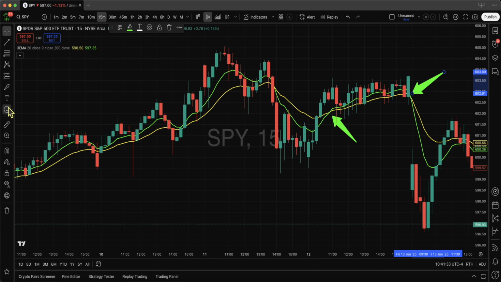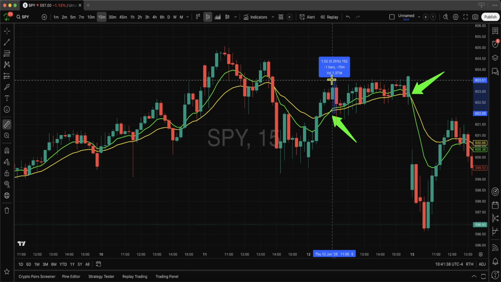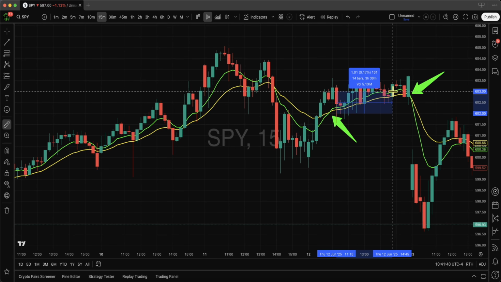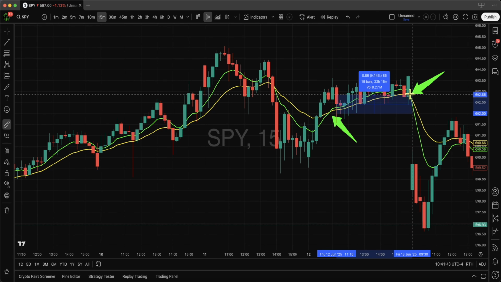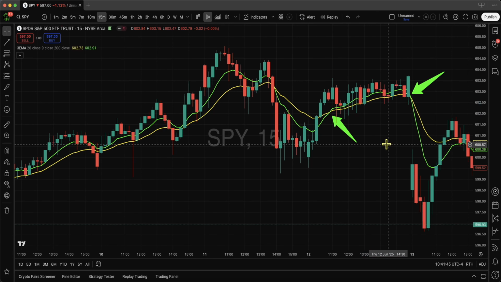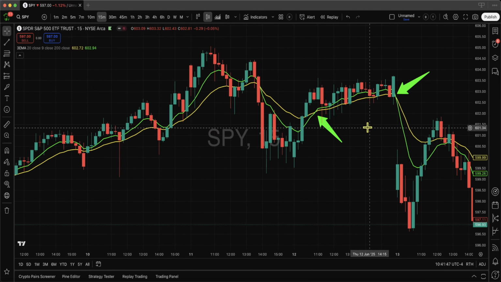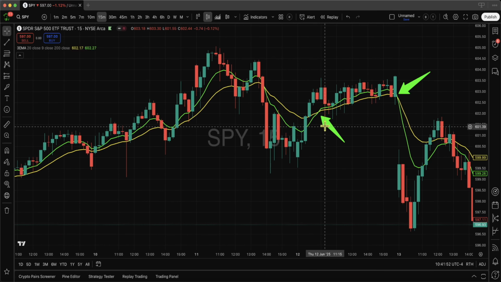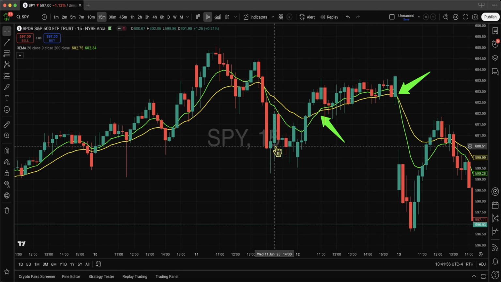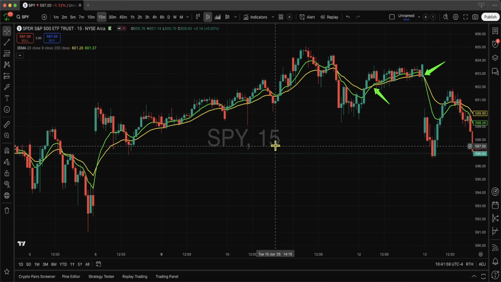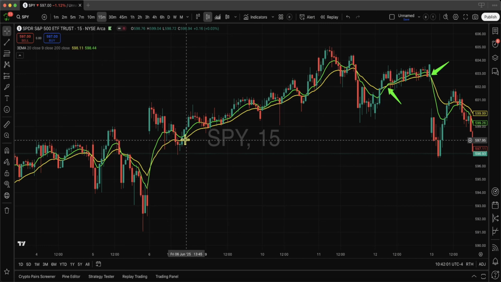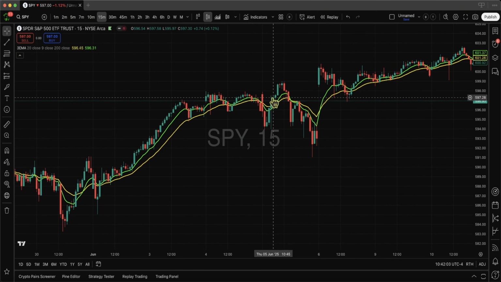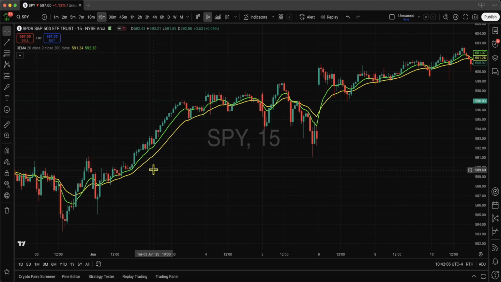Now, the problem was that anytime I wanted to get in, I didn't get out until they cross again, and that would reduce my profit. So this is the bad part about swing trading, guys. It's nice when you use a moving average and you get in, you get a pretty solid rise up. But getting out sometimes can limit your profits, guys.